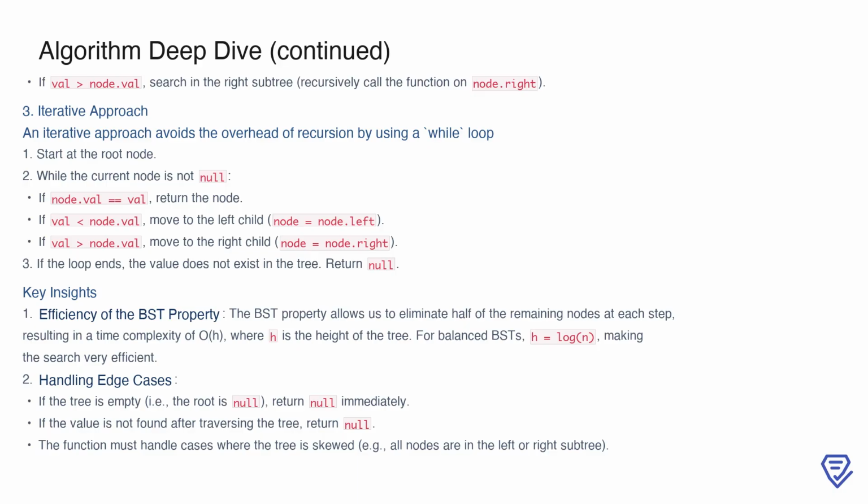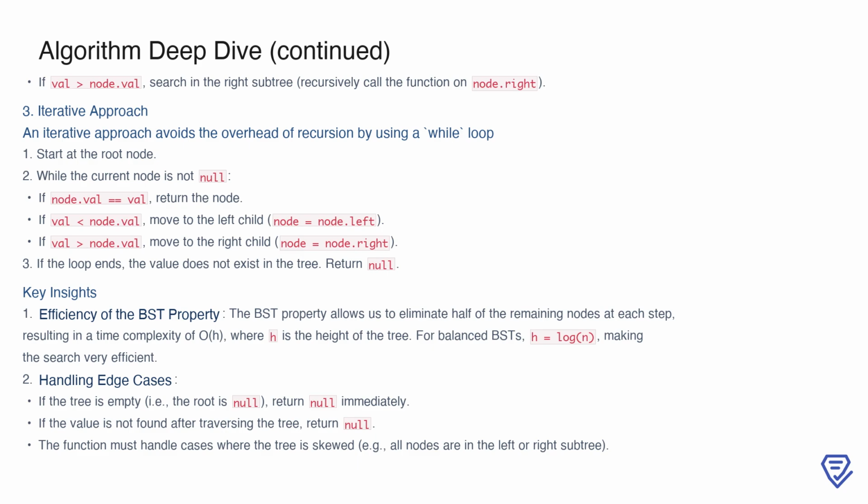Now, instead of recursion, we can also use an iterative approach to achieve the same result. This method avoids the overhead of function calls by using a while loop to traverse the tree. We start at the root and continue looping as long as the current node is not null.